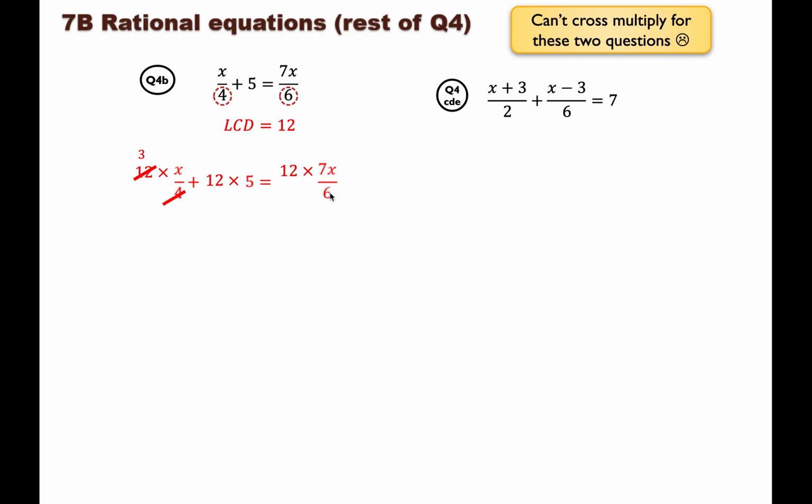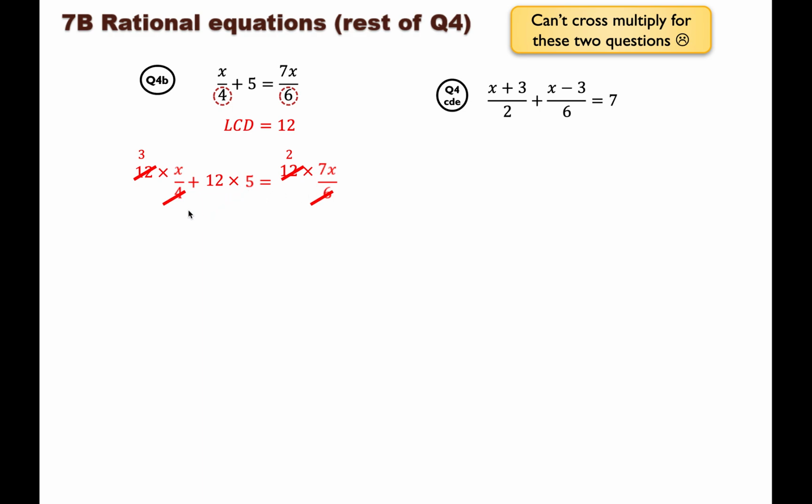And on this side, 7x over 6. I can't cancel out there, but I can cancel 12 on the top, 6 on the bottom. I can divide them both by 6. 12 divided by 6 will give me 2. 6 divided by 6 will give me 1. It will just disappear.